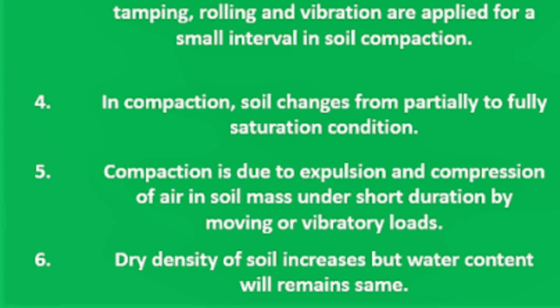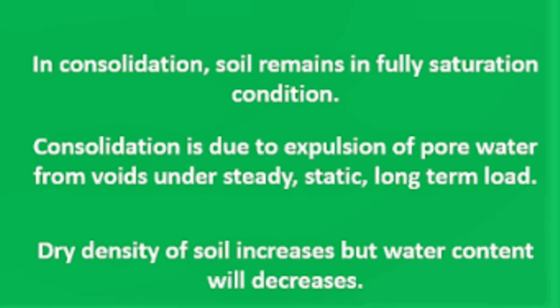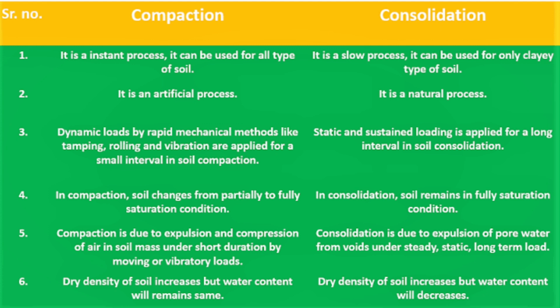The next, in compaction dry density of soil increases but water content remains the same. Water content doesn't change, but the density of soil increases because the air is removed. Whereas in consolidation, dry density of soil increases but water content decreases because the soil is fully saturated. That's the reason the water seeps out from the voids, and the water content decreases and the dry density increases. In both compaction and consolidation there is one similarity: the dry density of soil increases, which is good for the behavior of soil.